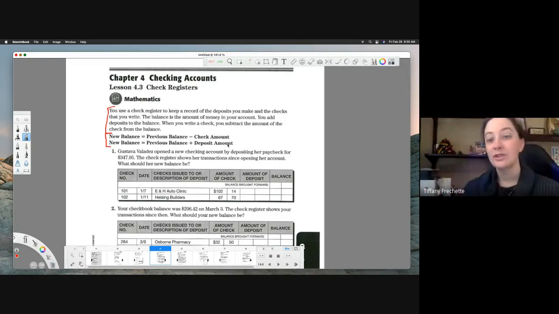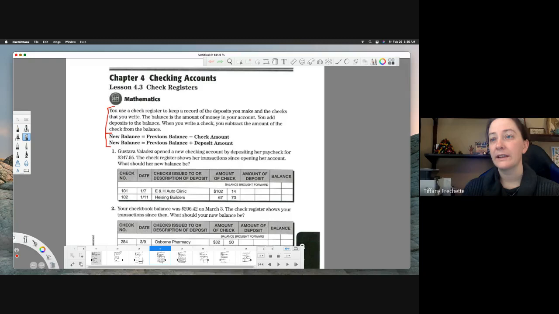But you could also make a deposit the same day that the check is finally processed. So these two things could happen at the same time. They really could. All right, so let's go ahead and take a look at number 1 here. We have Gustava Valdez. Yeah, I think that's still valid. Opened a new checking account by depositing her paycheck for $347.95. The check register shows her transaction since opening her account. What should her new balance be?